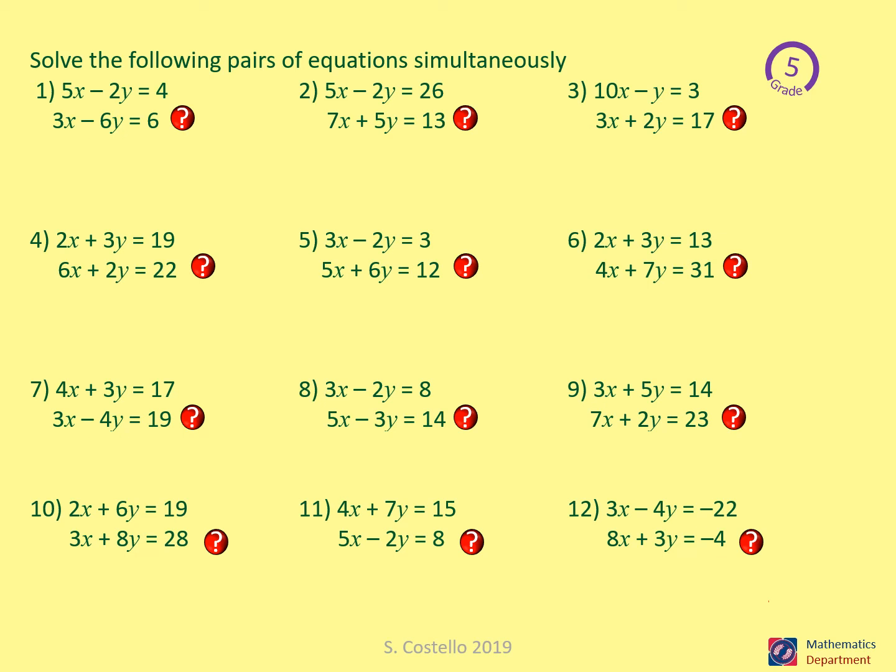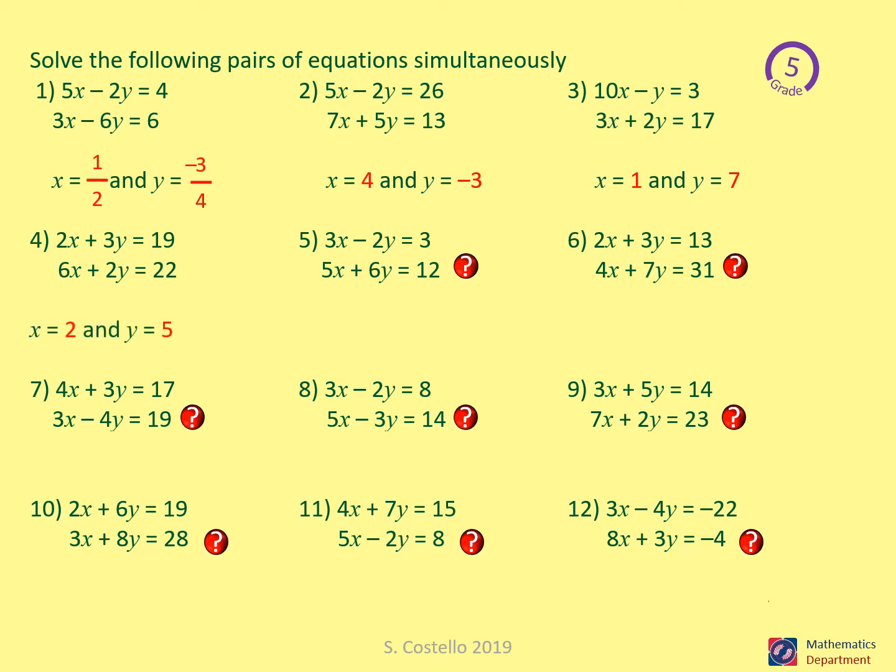So hopefully not too difficult. Question 1. We've got x equals 1 over 2 and y equals minus 3 over 4. Question 2. X equals 4 and y equals minus 3. Question 3. x equals 1, y equals 7. For question 4, x equals 2, y equals 5. For question 5, x equals 2 over 3 and y equals 3 over 4.